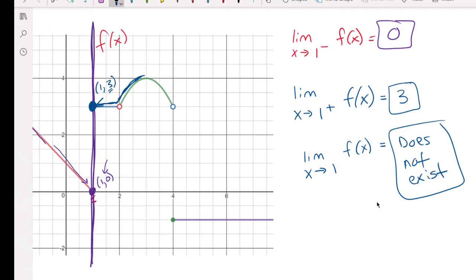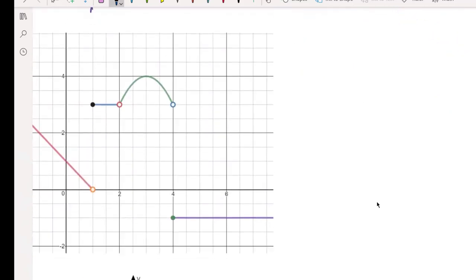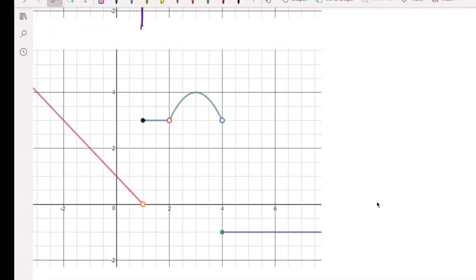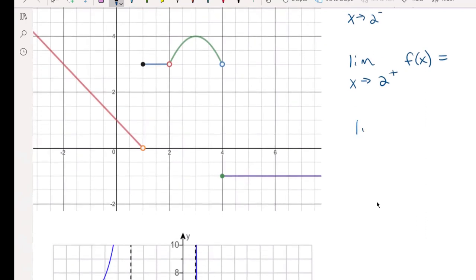We'll do one more example, but the graphing ones I think are definitely going to be your favorites because they are very simple to do once you get the idea of the wall mechanic. So let's go down here and look at another place. Let's do it at 2. We'll do the limit as x approaches 2 from the left and the right, and then the limit as x approaches 2 from both sides, or just in general.